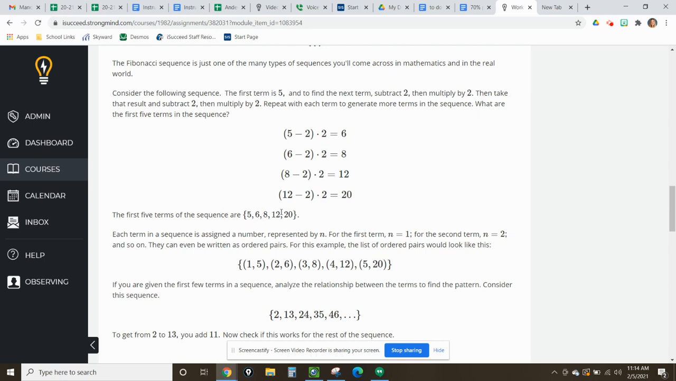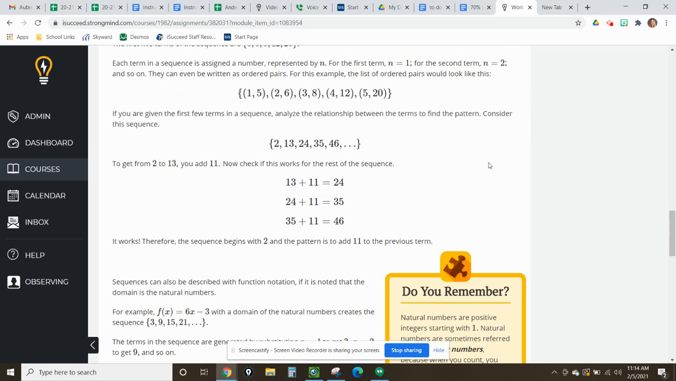Here it is right here: 5, 6, 8, 12, 20. What they did is they took the term and subtracted 2. So 5 minus 2 is 3, and then multiplied by 2. 3 times 2 is 6. And then they took that 6 and subtracted 2 and got 4, times 2 would be 8. That's just another example of a rule to create a sequence.